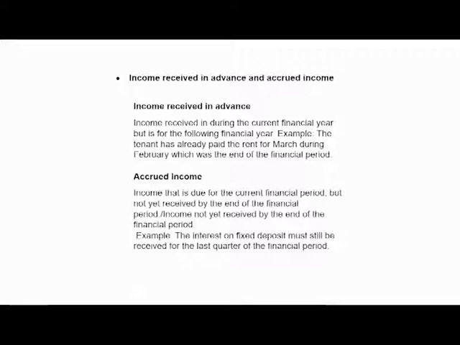Accrued income is income that is due to the current financial period but not yet received at the end of the financial period. Income not yet received at the end of the financial period. Example, the interest on a fixed deposit must be received for the last quarter of the financial year. There are people that are still owing you. Your income is not yet received, so that is it. Now, this is something that you need to know and you should understand. This is simplified, we should stick to this. To adjust prepaid income and expenses in the general ledger account, because this is the accounting principle, these are the rules, then you should know what to do.